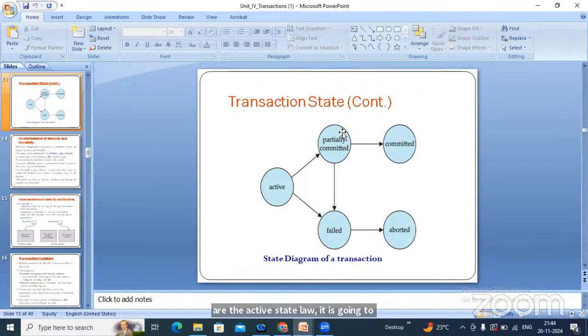If the transaction is done successfully, it will lead to the data being in a consistent state.